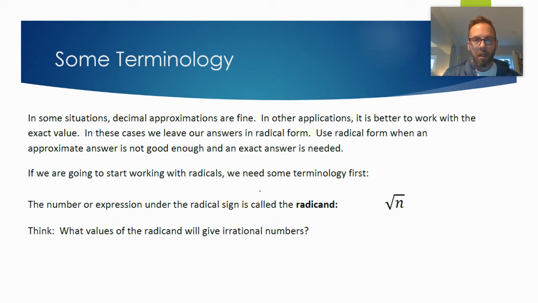So, in some situations, decimals are fine, right? So we've talked about how, like, the root of 3 is an irrational number, approximately like 1.71 or so. There's my dog barking. I'm just going to let her in.